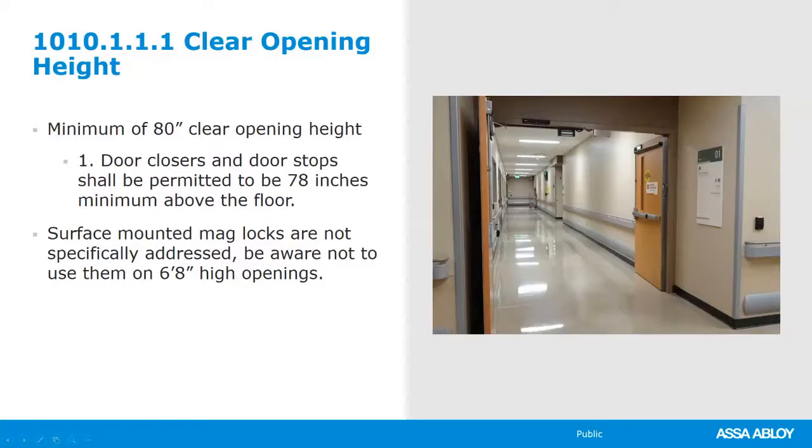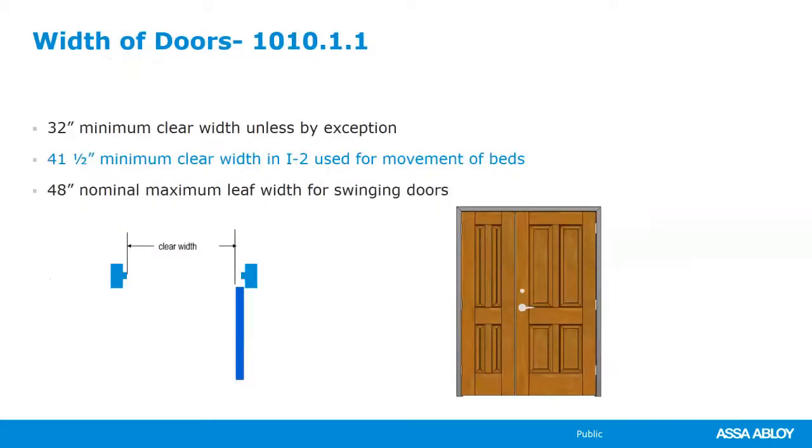The minimum is 78 inches above the floor to the bottom. And typically, you can't use these on a 6'8" high door. 7 foot is very close, but you can do it. The minimum clear width is 32 inches unless by exception, and this is for egress purposes.